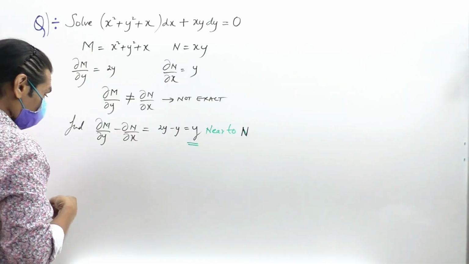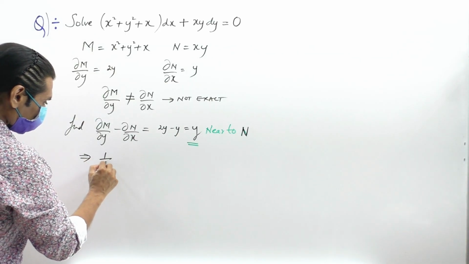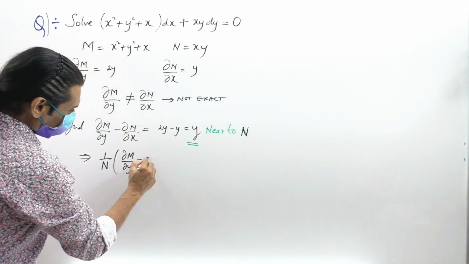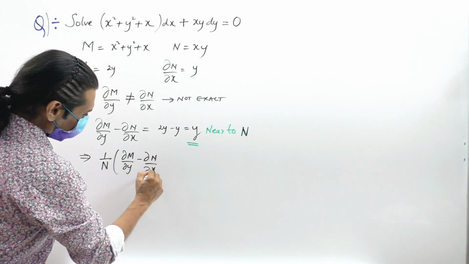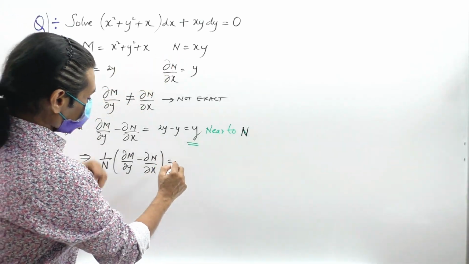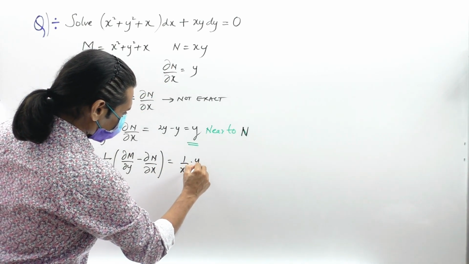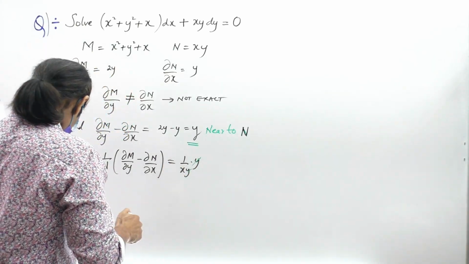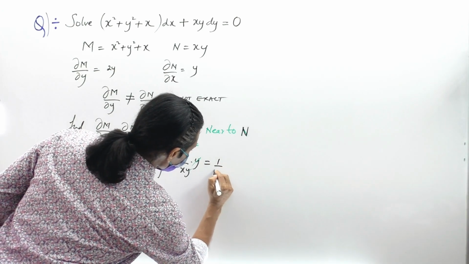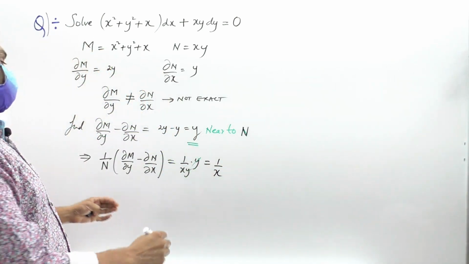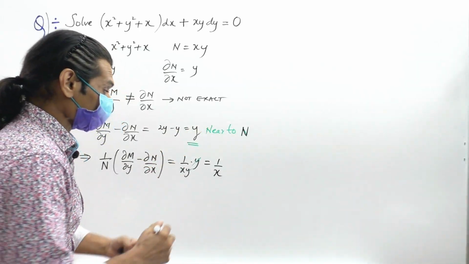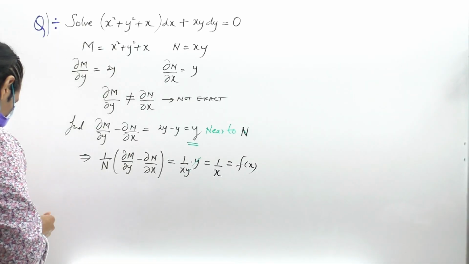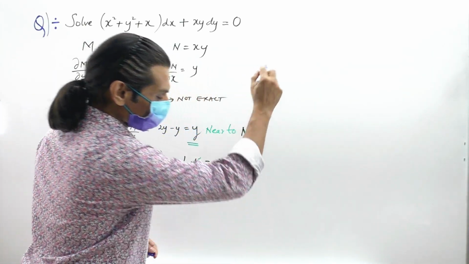That means we find, therefore, 1 by n times dou m by dou y minus dou n by dou x, which is equal to, what is n? 1 by xy into y, and here the y and y terms cancel. So, we have this as 1 by x. When it is close to n, the factor 1 by n times dou m by dou y minus dou n by dou x is taken as f of x, that is it. So, we have f of x here, which is 1 by x, right.